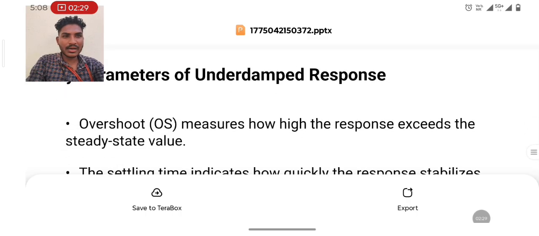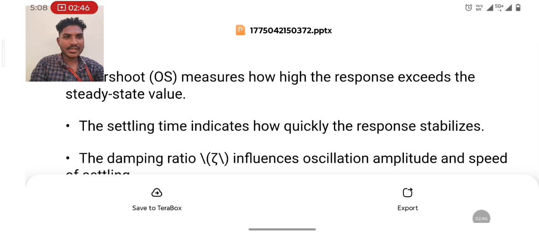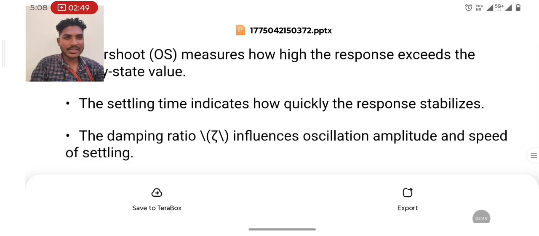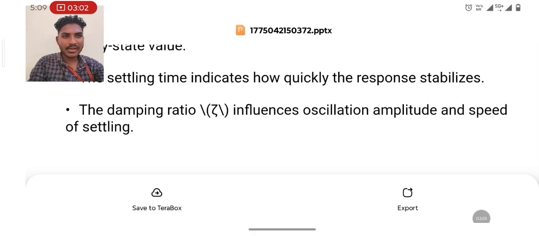Key parameters of underdamped response. Overshoot measures how high the response exceeds the steady state value. The settling time indicates how quickly the response stabilizes. The damping ratio influences oscillation amplitude and speed of settling.